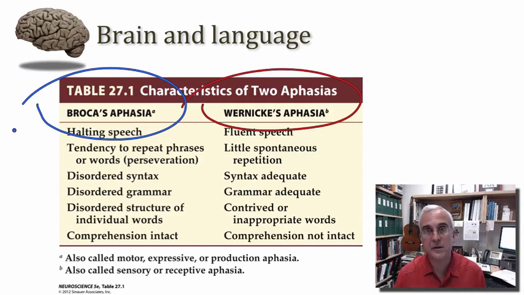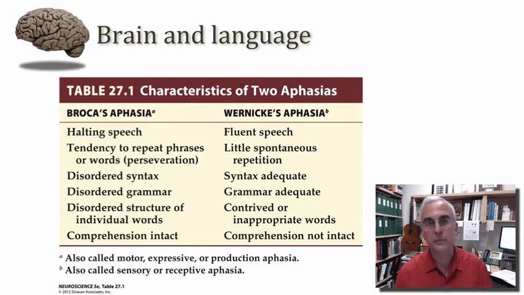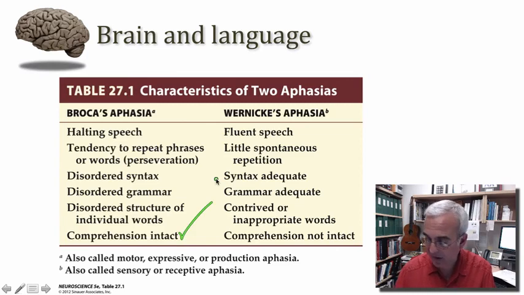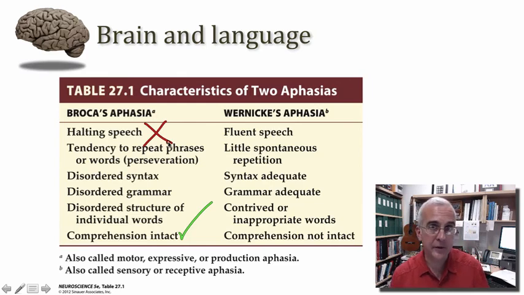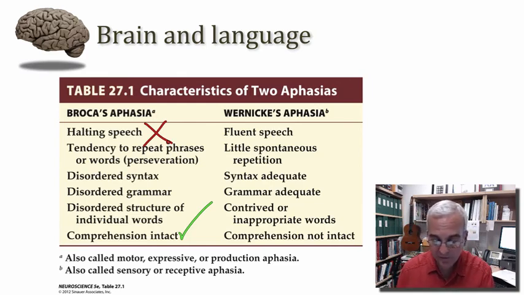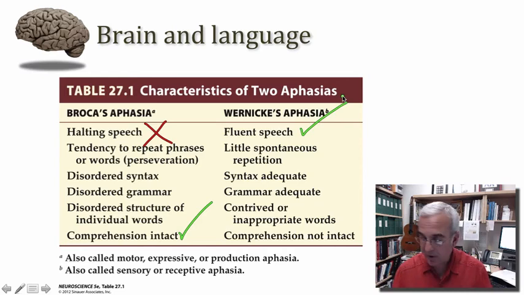So let's differentiate these two conditions. The key differentiation between these two forms of aphasia is that with injury to the inferior frontal gyrus in Broca's aphasia, comprehension is intact, but there is a severe impairment in the fluency of speech. Whereas with Wernicke's aphasia, the situation is somewhat reversed. There is fluency of speech, but the capacity for comprehension is severely impaired.